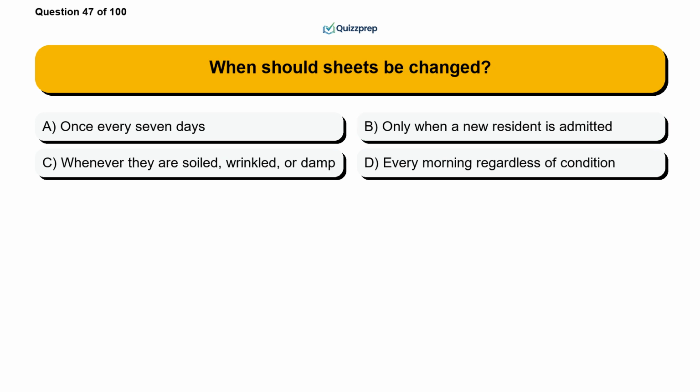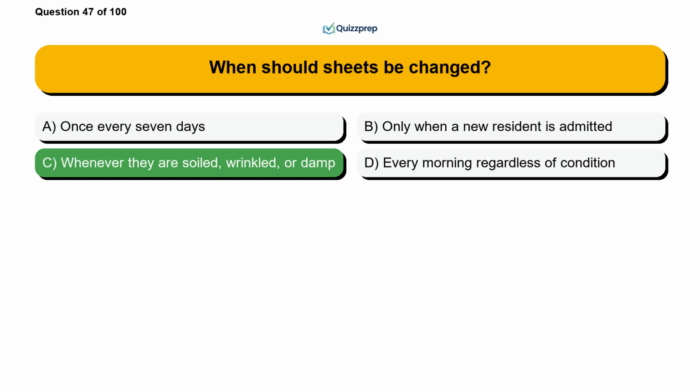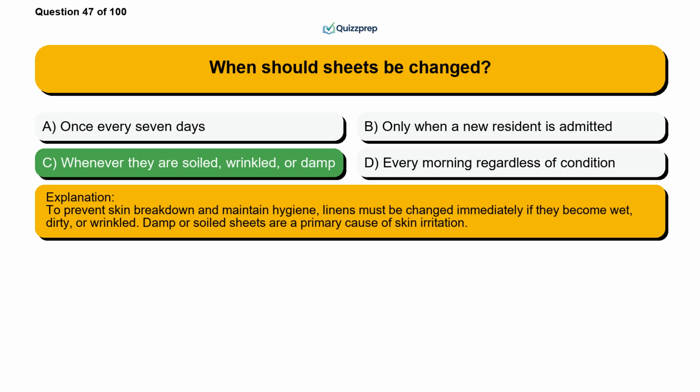Question 47. When should sheets be changed? Option A, once every 7 days. Option B, only when a new resident is admitted. Option C, whenever they are soiled, wrinkled, or damp. Option D, every morning regardless of condition. The correct answer is option C, whenever they are soiled, wrinkled, or damp. To prevent skin breakdown and maintain hygiene, linens must be changed immediately if they become wet, dirty, or wrinkled. Damp or soiled sheets are a primary cause of skin irritation.